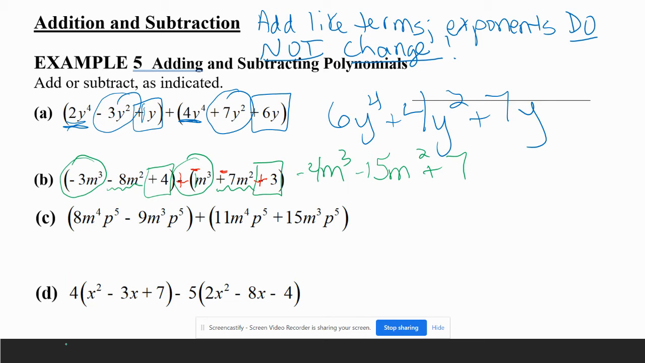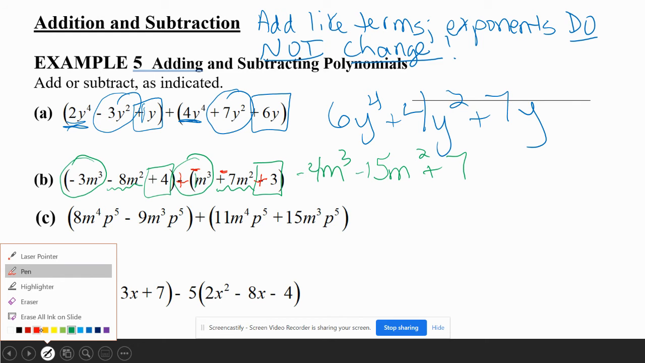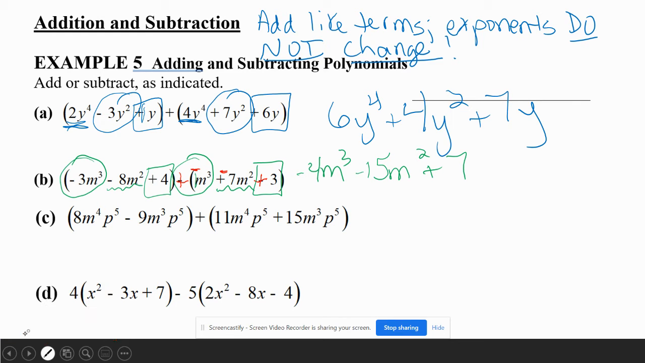For letter C, we've got to make sure that we're very, very careful at this point, as we're starting to add in some different letters. So I have 4, m to the fourth, p to the fifth, and m to the fourth, p to the fifth. All right, and we're adding. So 8 plus 11 is 19, m to the fourth, p to the fifth.